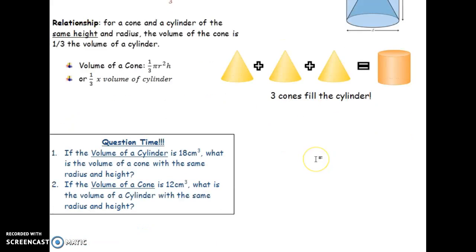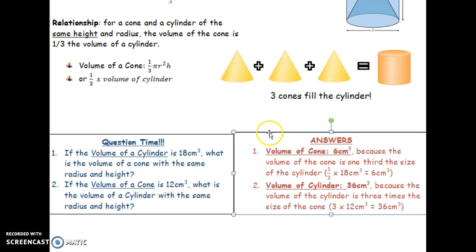So right now is a good time to pause the video, answer these 2 questions here with your groups, and see if you can use the relationship between the volume of a cone and the volume of a cylinder to answer these 2 questions. If for number 1 you answered that the volume of a cone is 6 centimeters cubed, then you are correct, and that's because the volume of a cone is 1/3 the size of a cylinder. So you take that 1/3, multiply it by the volume of the cylinder, which is 18 centimeters cubed, and you get 6 centimeters cubed.